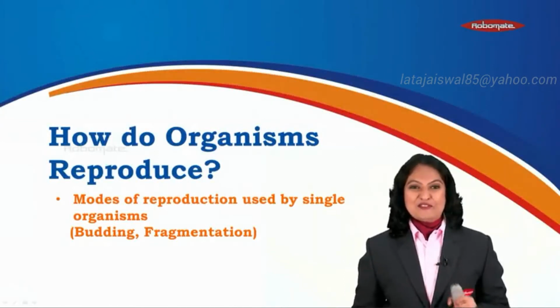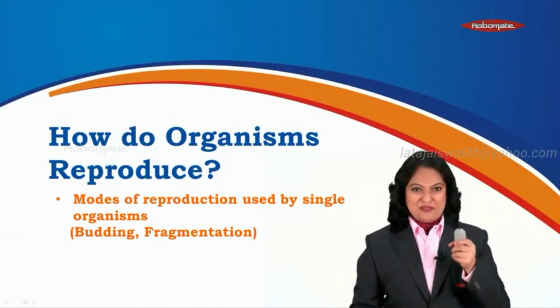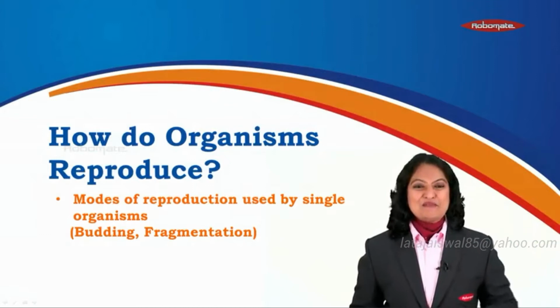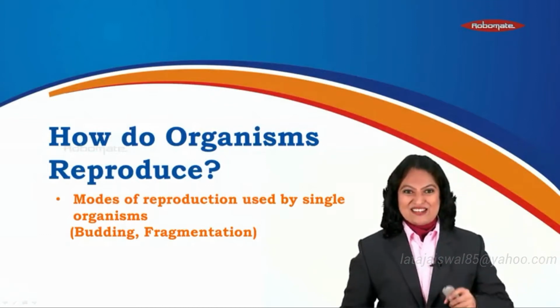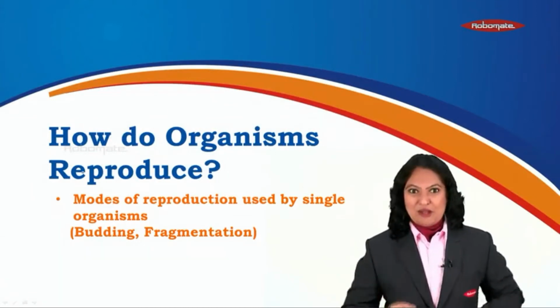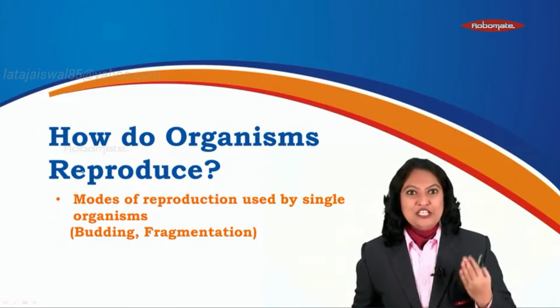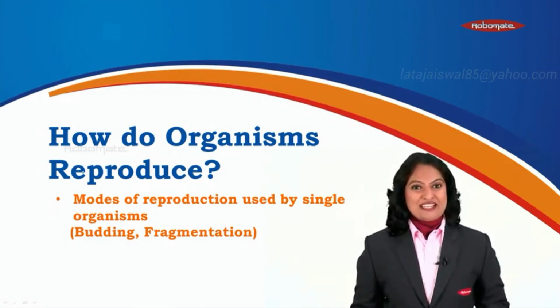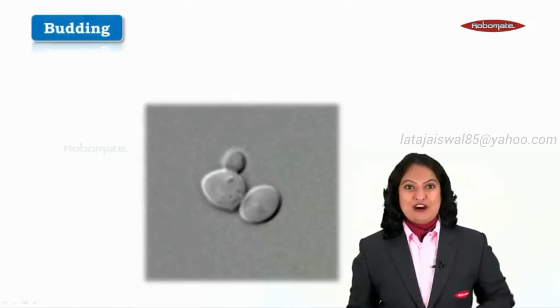Students, welcome to the fifth module of this chapter, moving ahead with modes of reproduction used by a single organism. In this module, we will learn two new modes. Those are budding and fragmentation. So let us begin with budding first.